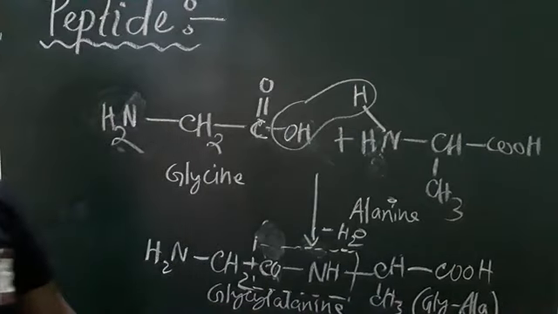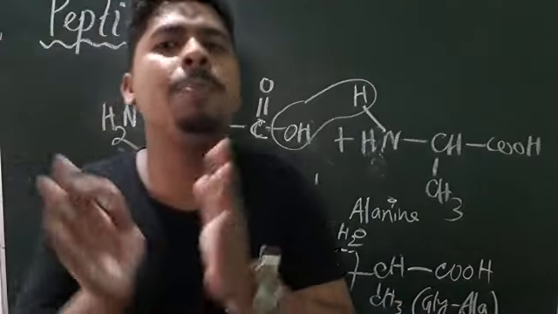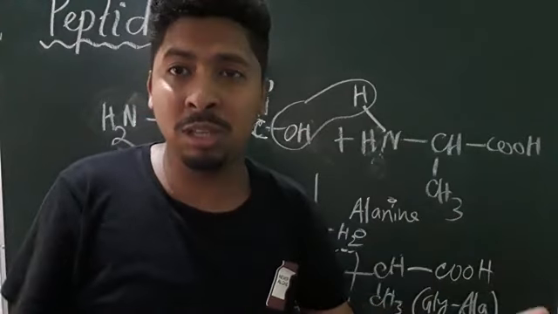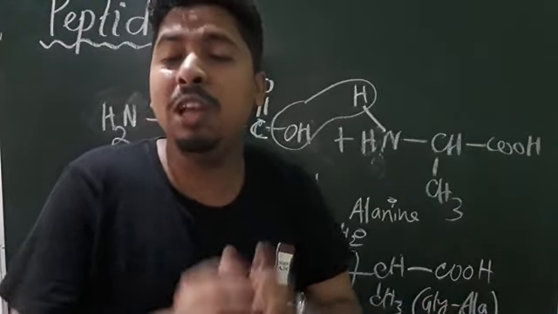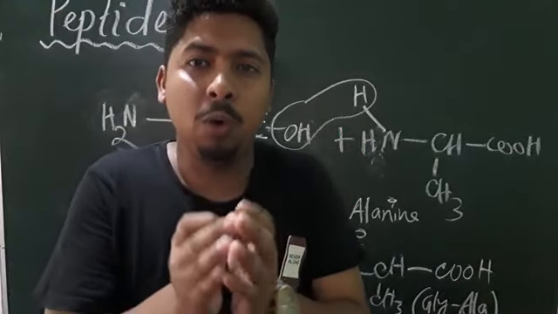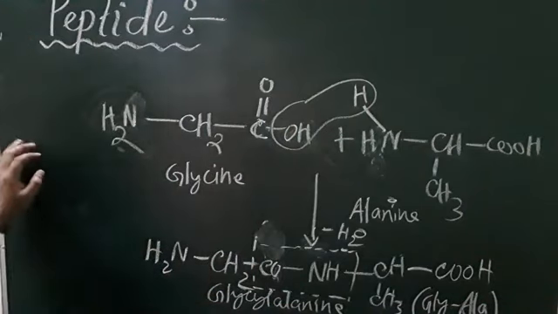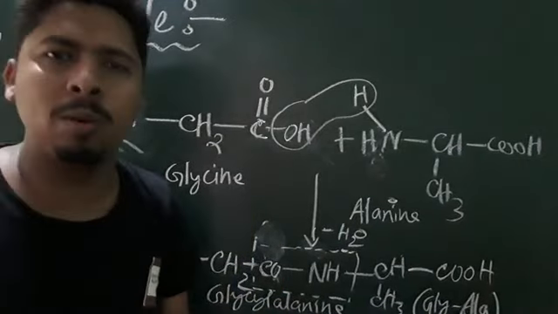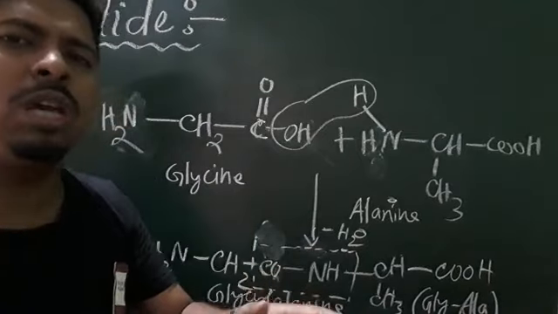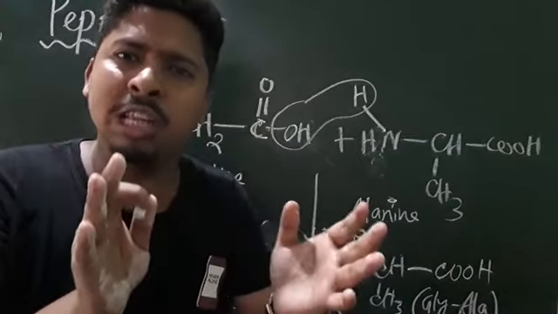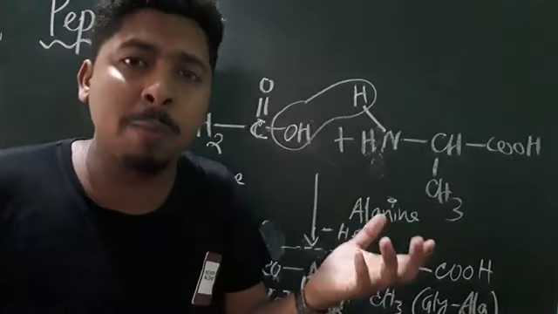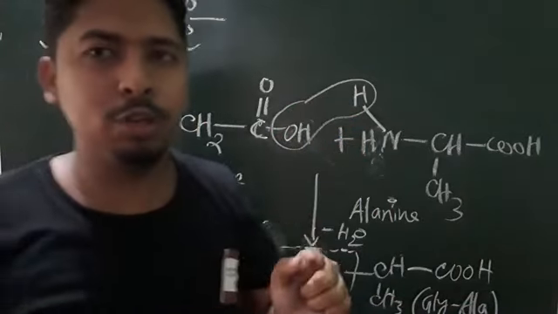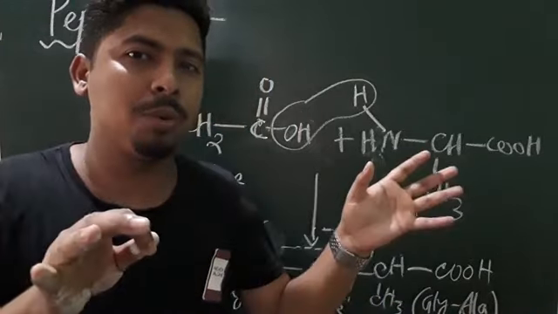Now when the number of amino acids in the peptide chain is more than 100, and its molecular mass is greater than 10,000 atomic mass units, it is called a protein. When a large number of these peptide units combine, they give rise to a polypeptide. Such a polypeptide, with more than 100 amino acid residues and molecular mass greater than 10,000 atomic mass units, is called a protein.